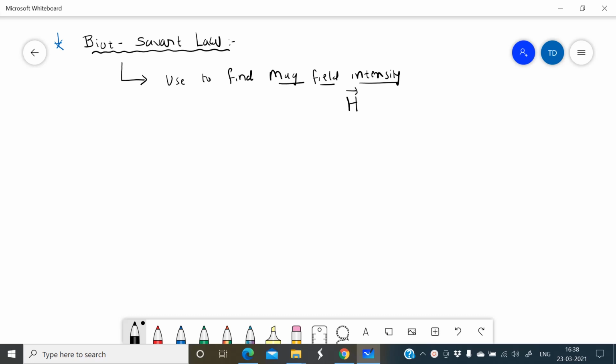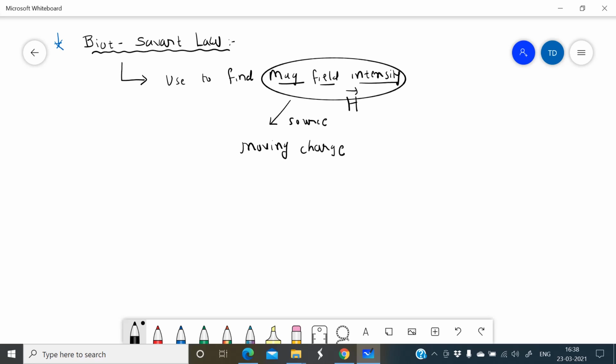As we know, what is the source of electric field? The source of electric field is fixed charge. Now, what is the source of magnetic field? The source of magnetic field is moving charge. Moving charge is nothing but a current, so current is one of the sources of magnetic field.